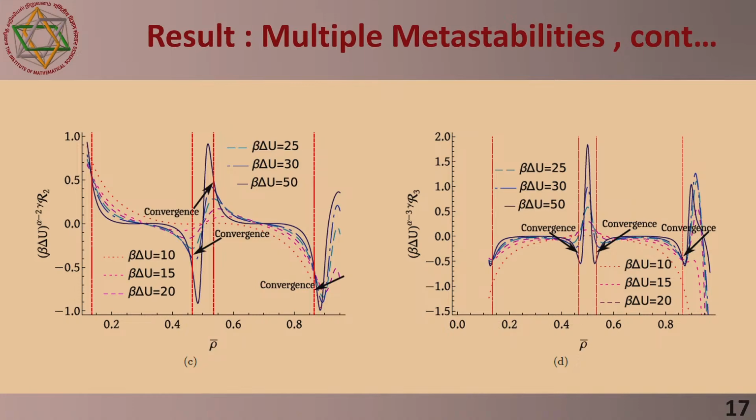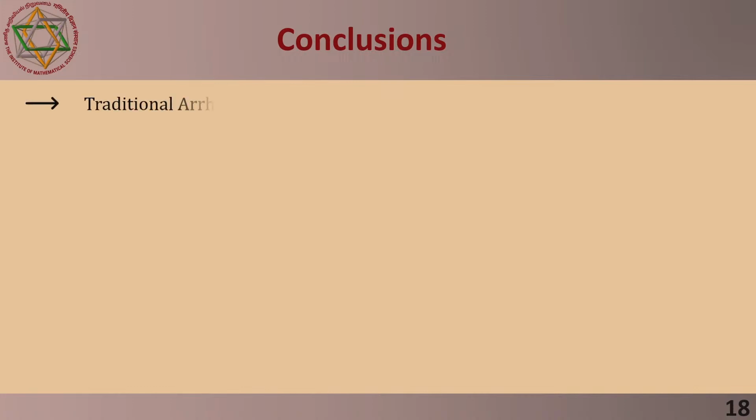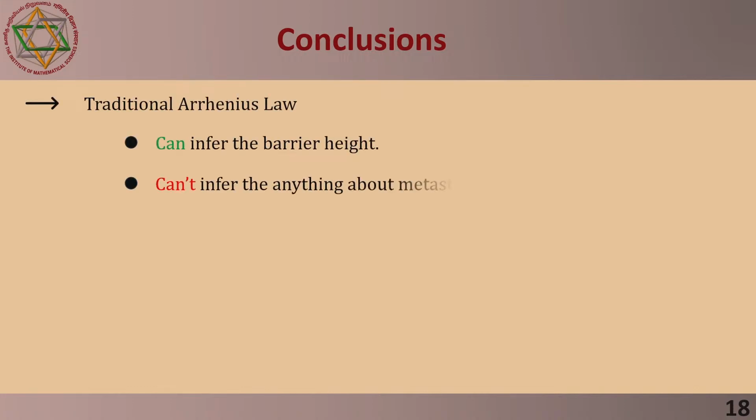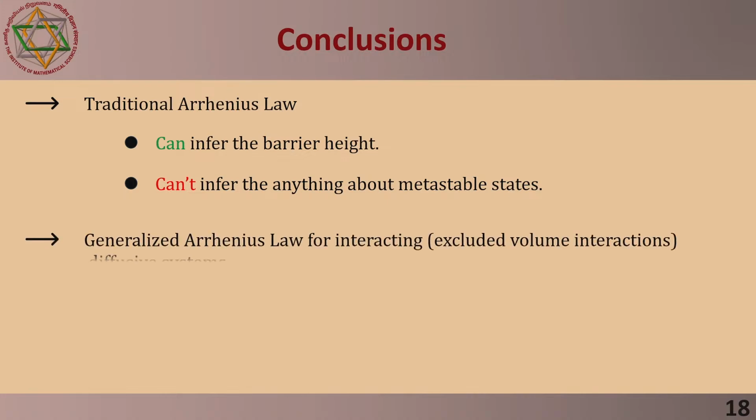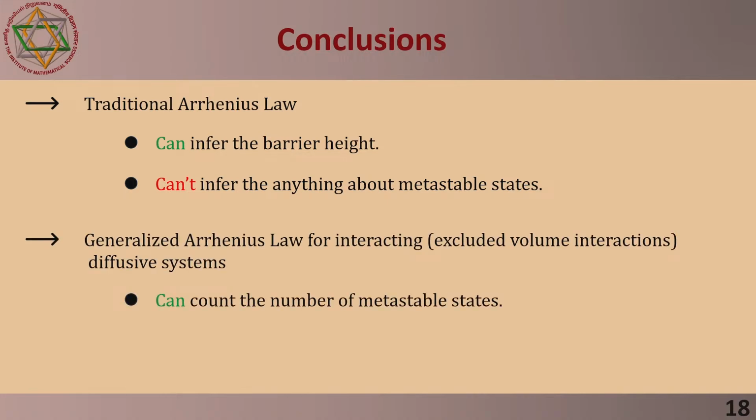Thus, we have counted the number of kinks in G through the response functions even at finite beta delta u. With this, I conclude that the traditional Arrhenius law can infer the barrier height, but it cannot infer anything about the metastable states. However, the generalized Arrhenius law can count the number of metastable states through the response function.